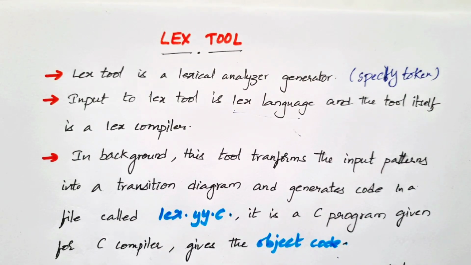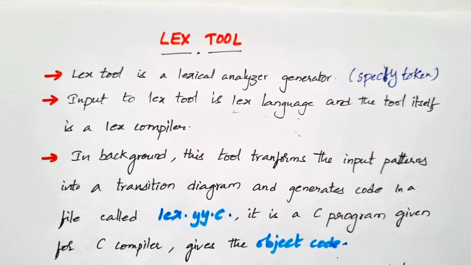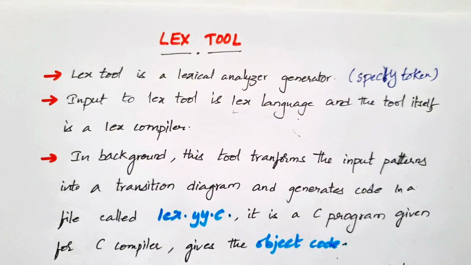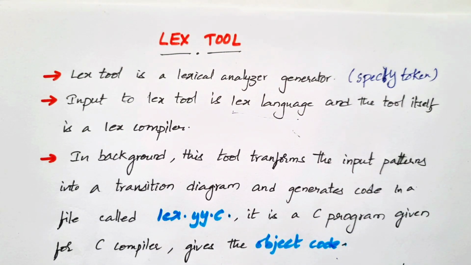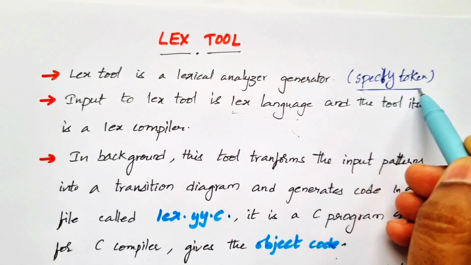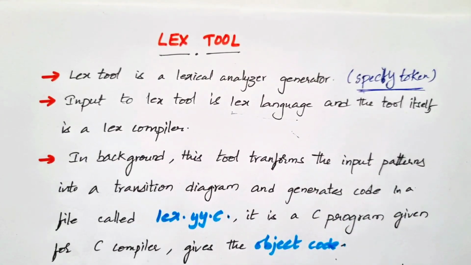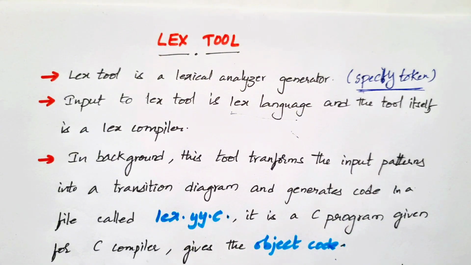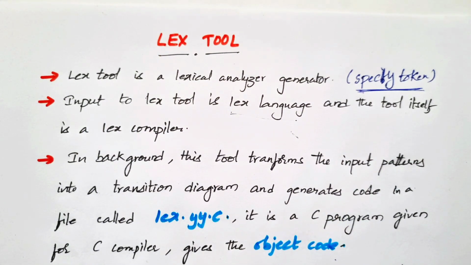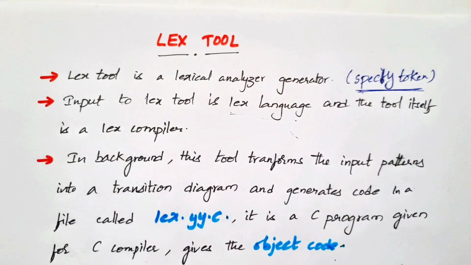In this video, we will learn about the Lex tool, which is an important utility used in compiler design. What is a Lex tool? Lex stands for Lexical Analyzer Generator, and it is used for the specification of the tokens. As we know, writing a lexical analyzer manually can be time consuming and complex. To simplify this task, we will use the Lex tool.